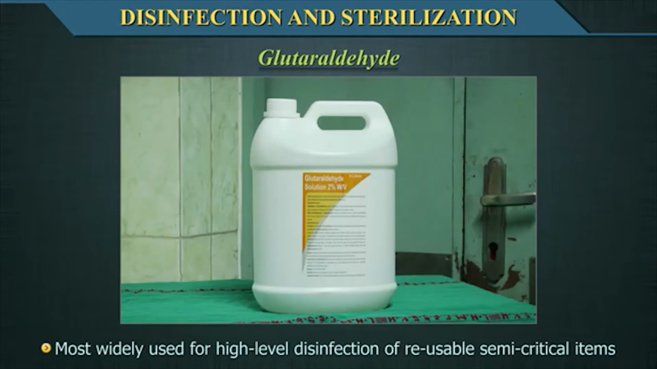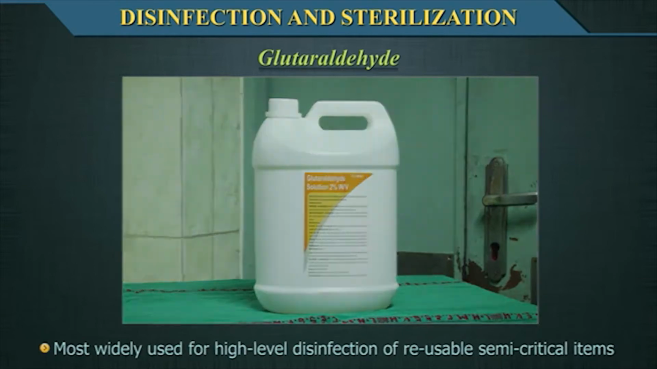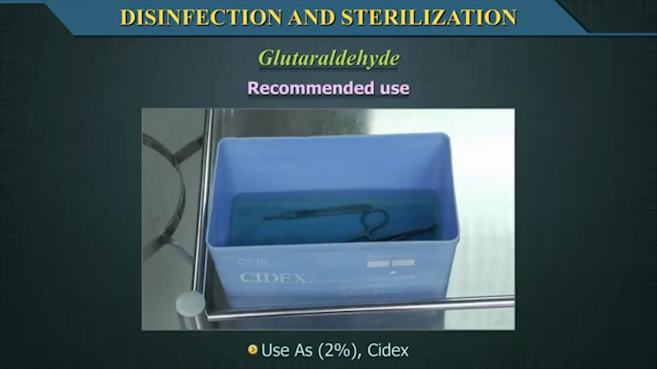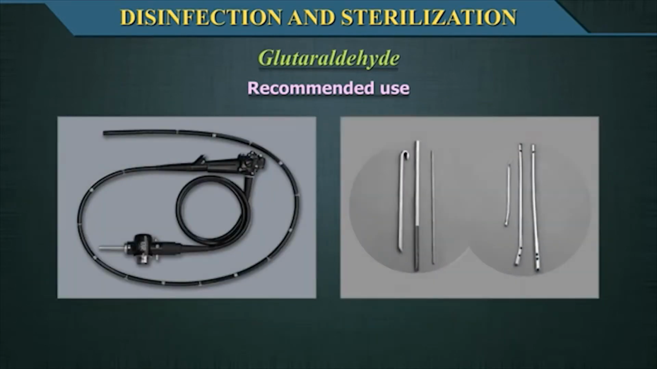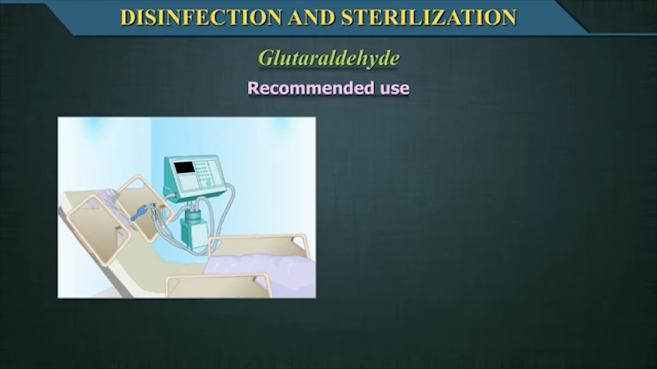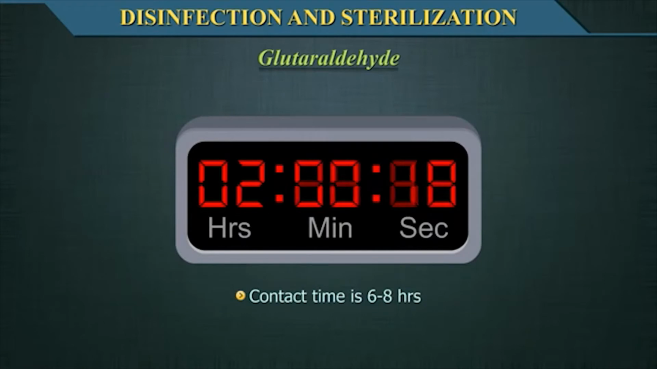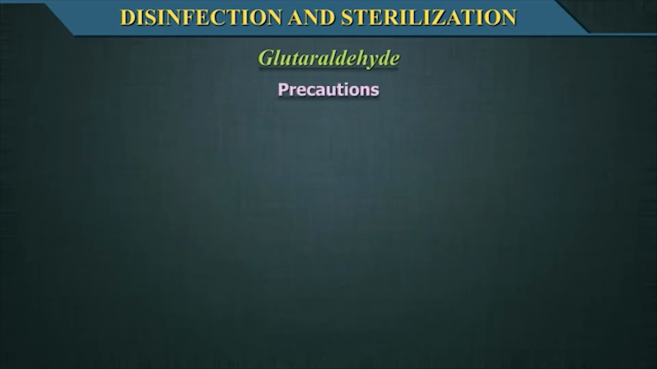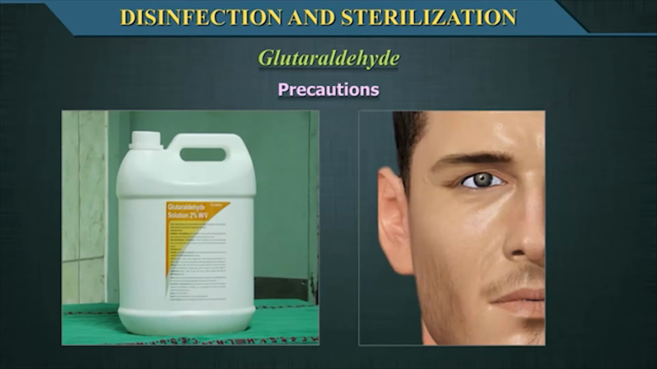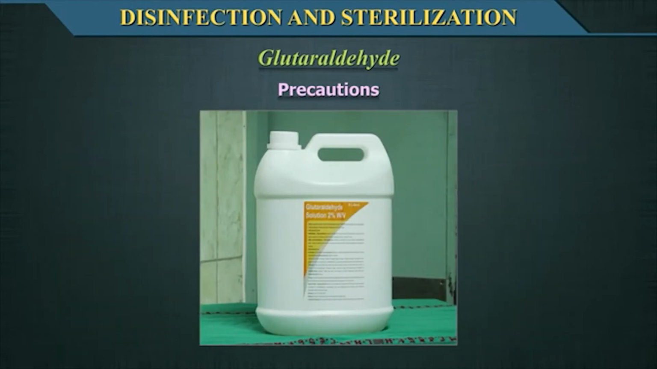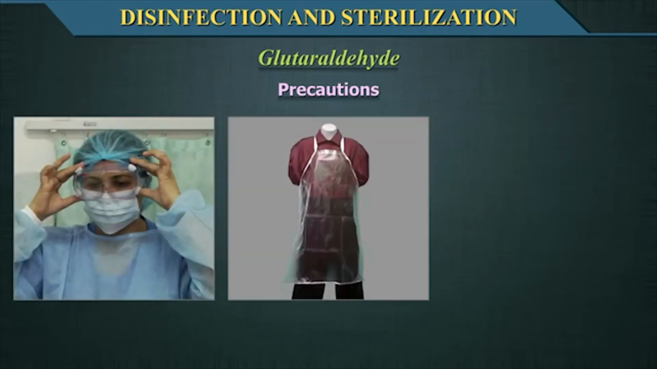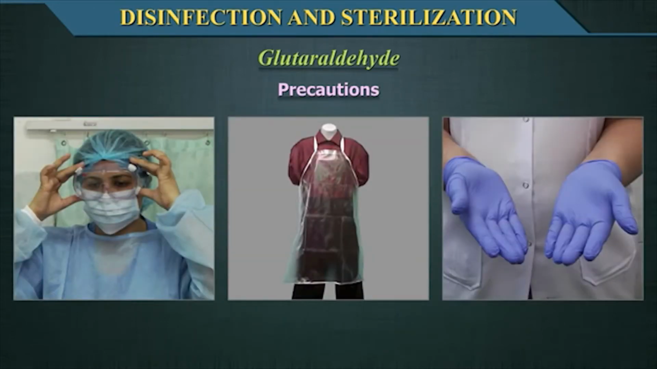Glutaraldehyde. It is the most widely used for high-level disinfection of reusable semi-critical items. Recommended use. Use as 2%, Cidex, for disinfection of endoscopes, surgical instruments, respiratory therapy equipment, and for materials that are destroyed by heat. Contact time is 6 to 8 hours. Precautions. Eye and nasal irritant. Use in well-ventilated area. Keep covered with well-fitting lids. Wear eye protection, plastic apron, and gloves while handling.